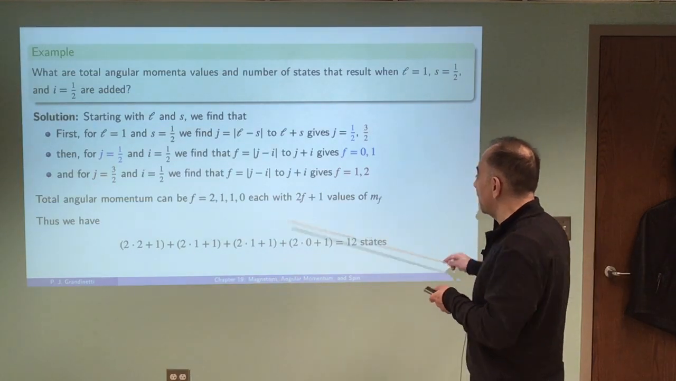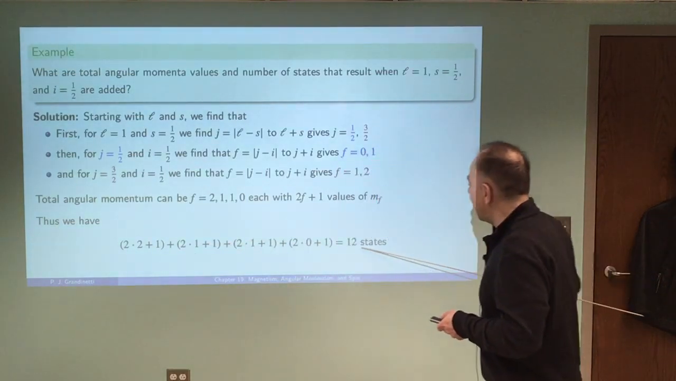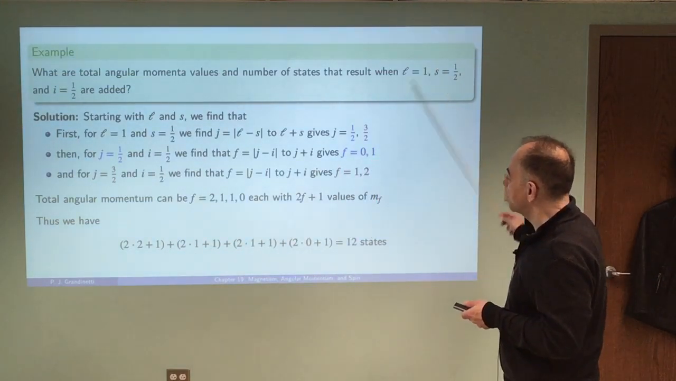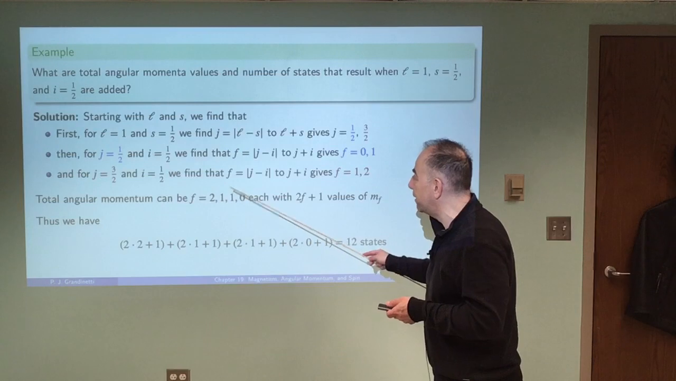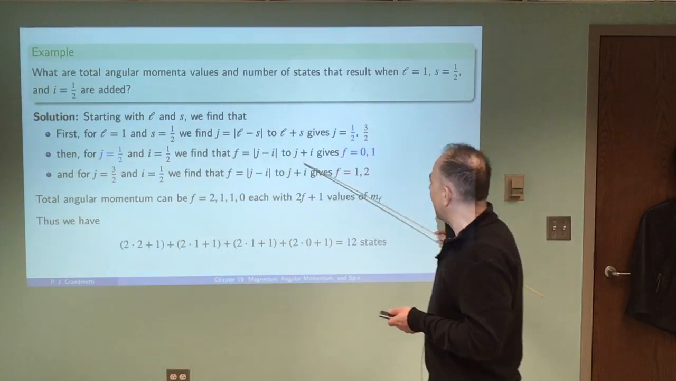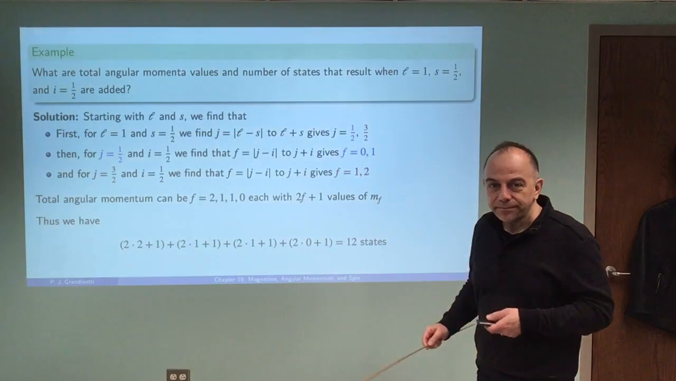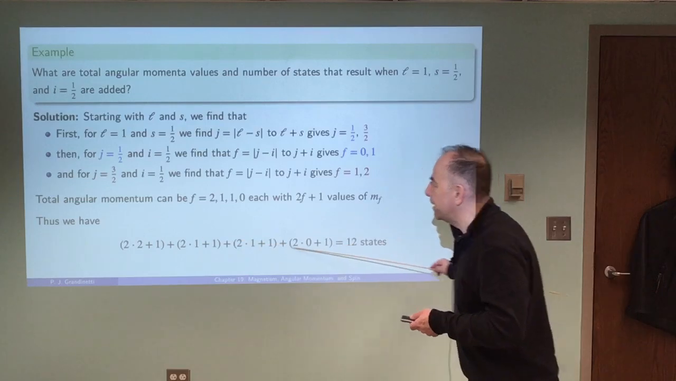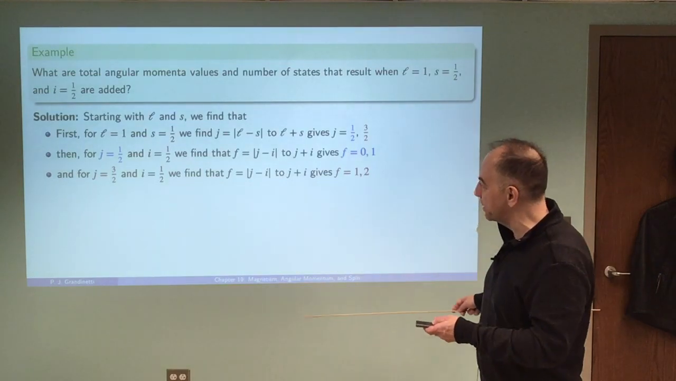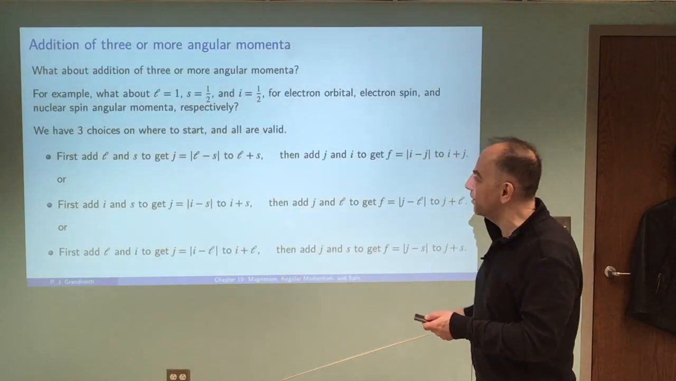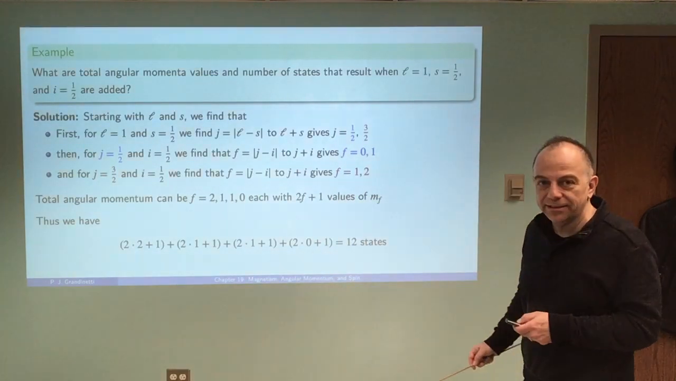And of course, each one of those is going to have 2F plus 1 values of m sub F. So all told, we're going to have 12 different states here with this combination. And notice that these 2 different total angular momenta of 1 and 1 are different combinations that we found, one involving J of half, the other involving J of 3/2. So all of this will come out to be the same if we did the order the other way around, one of the other options that I showed, and you'll still get the same result in terms of the total F and the number of states.